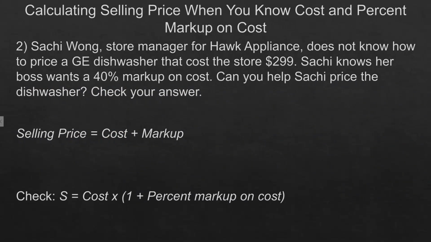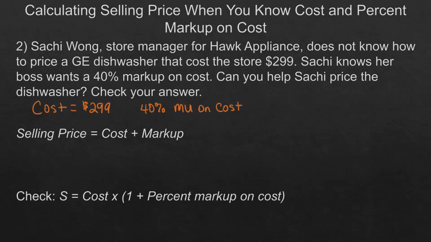All right, here's our next example. So let's read through this. Sashi Wong, store manager for Hawk Appliance, does not know how to price a GE dishwasher that costs the store $299. So that means we know cost equals $299. Sometimes it's good to write these things out because it helps you understand. Sashi knows her boss wants a 40% markup on cost. All right, so 40% markup on cost. These are things that you have to know in order to calculate in this chapter. Can you help Sashi price the dishwasher?